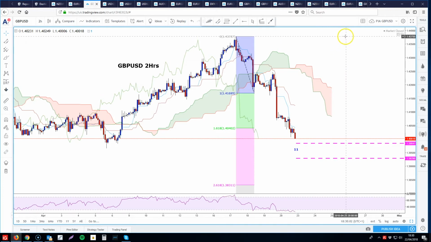We don't think that we'll break the previous high, and so the medium-term outlook will still be bearish, and we'll be looking to sell into rallies over the medium term.